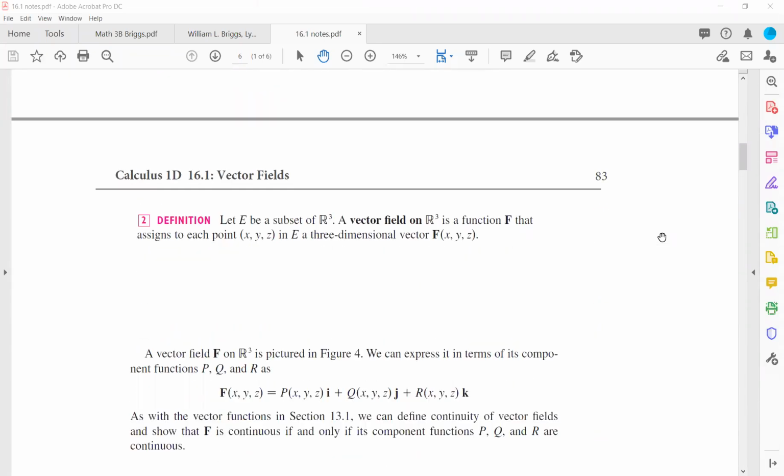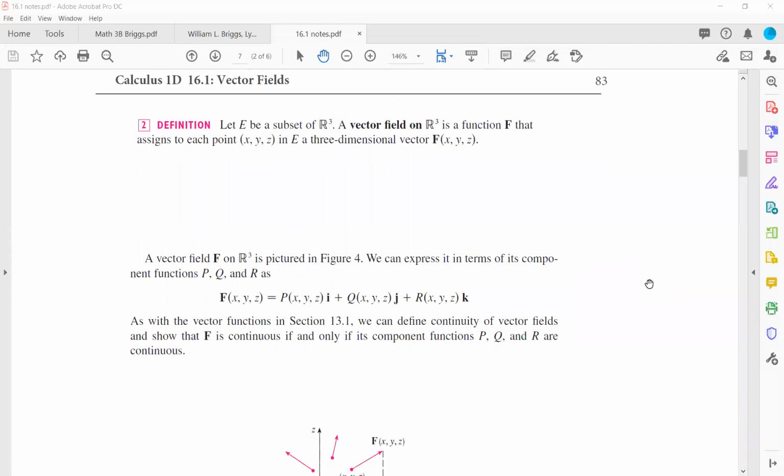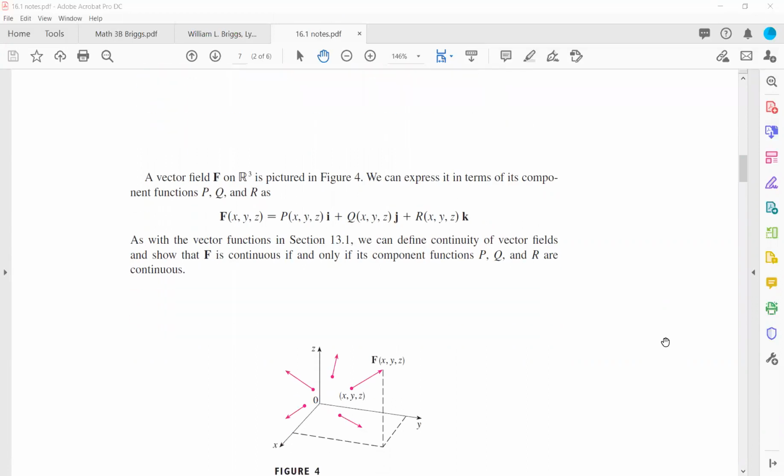Another definition: suppose E is a subset of three-dimensional space R cubed. A vector field on R cubed is a function f that assigns to each point in three-dimensional space a vector f of x, y, and z. So as you can see, we're generalizing the idea from R squared to R cubed. A vector field f on R cubed is pictured in the following figure.